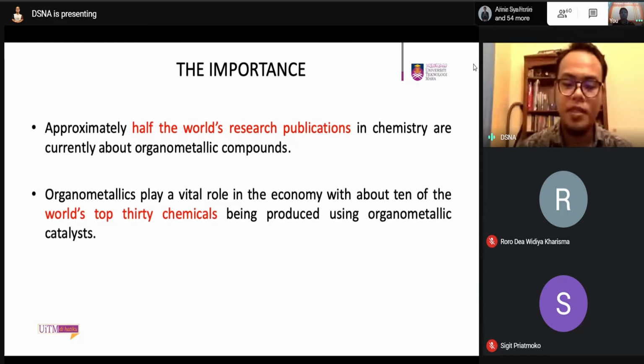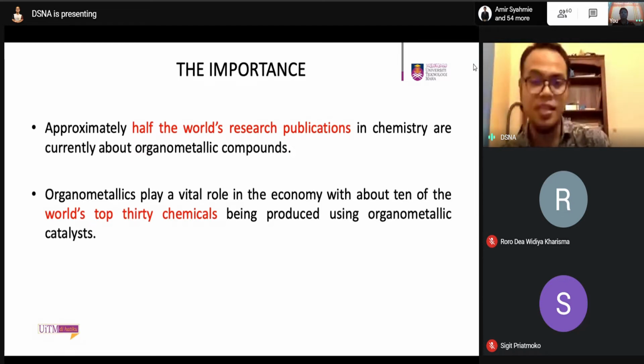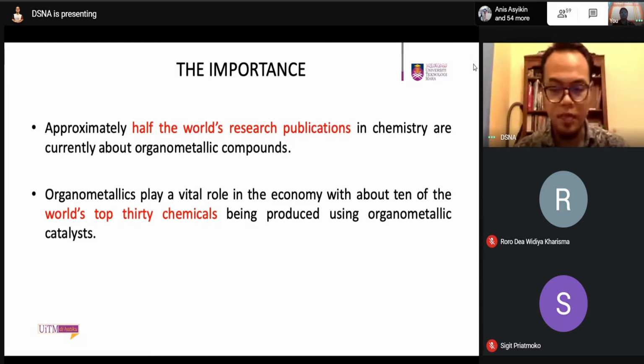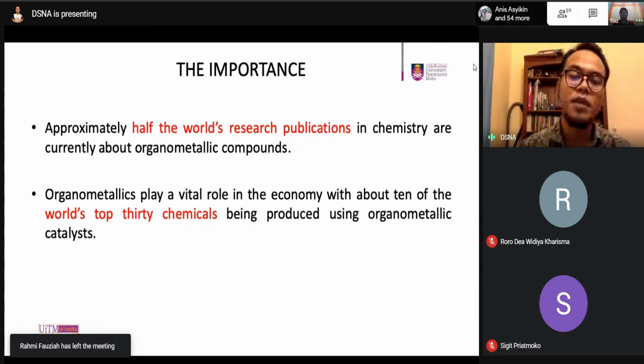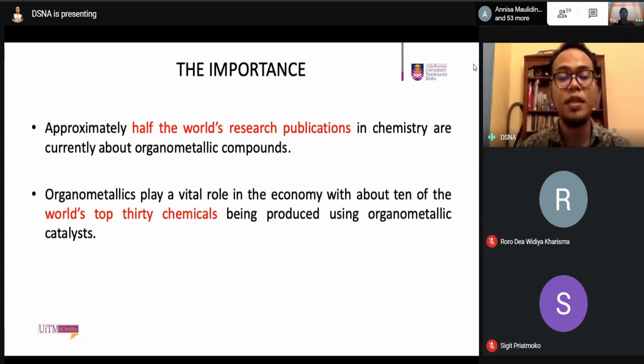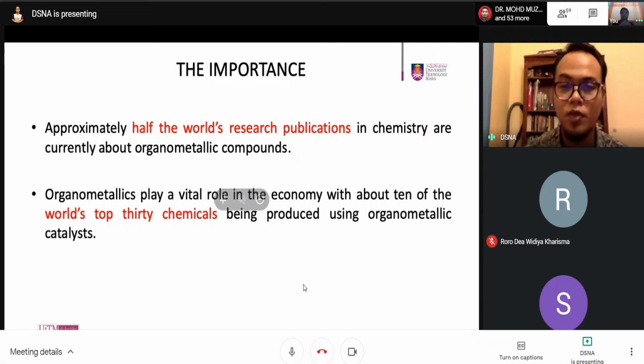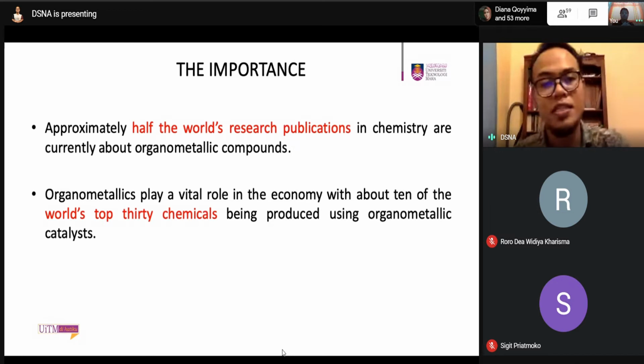Maybe the definition of organometallic compounds in research articles is quite broad, as in there are some that involve compounds that have no M to C bond, but they are still considered organometallic compounds, like cisplatin, oxaliplatin, and so on and so forth. But as far as the syllabus is concerned, we are going to focus more on M to C bond related compounds. When we browse through the literature, we can see that half of the world's research publications mainly focus on organometallic compounds.